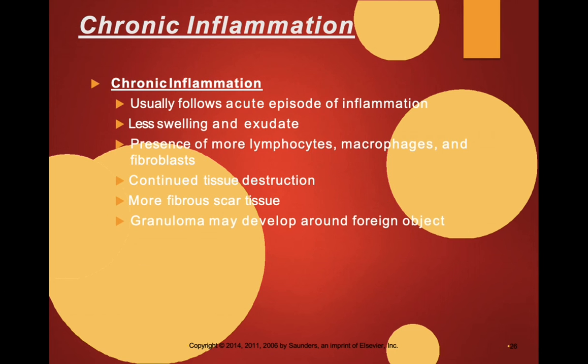Now, chronic inflammation, as opposed to acute inflammation, usually follows the acute episode. There's less swelling and less exudate, but there's the presence of more lymphocytes, macrophages, and fibroblasts. I said earlier that chronic inflammation is a really bad thing because it means you have continued tissue destruction for a long period of time, and then the surrounding joints and areas start to lay down more fibrous scar tissue. And when you have more fibrous scar tissue, adhesions, this gluey stickiness, take place, and you start to lose function. Okay. A granuloma can also develop around a foreign object.